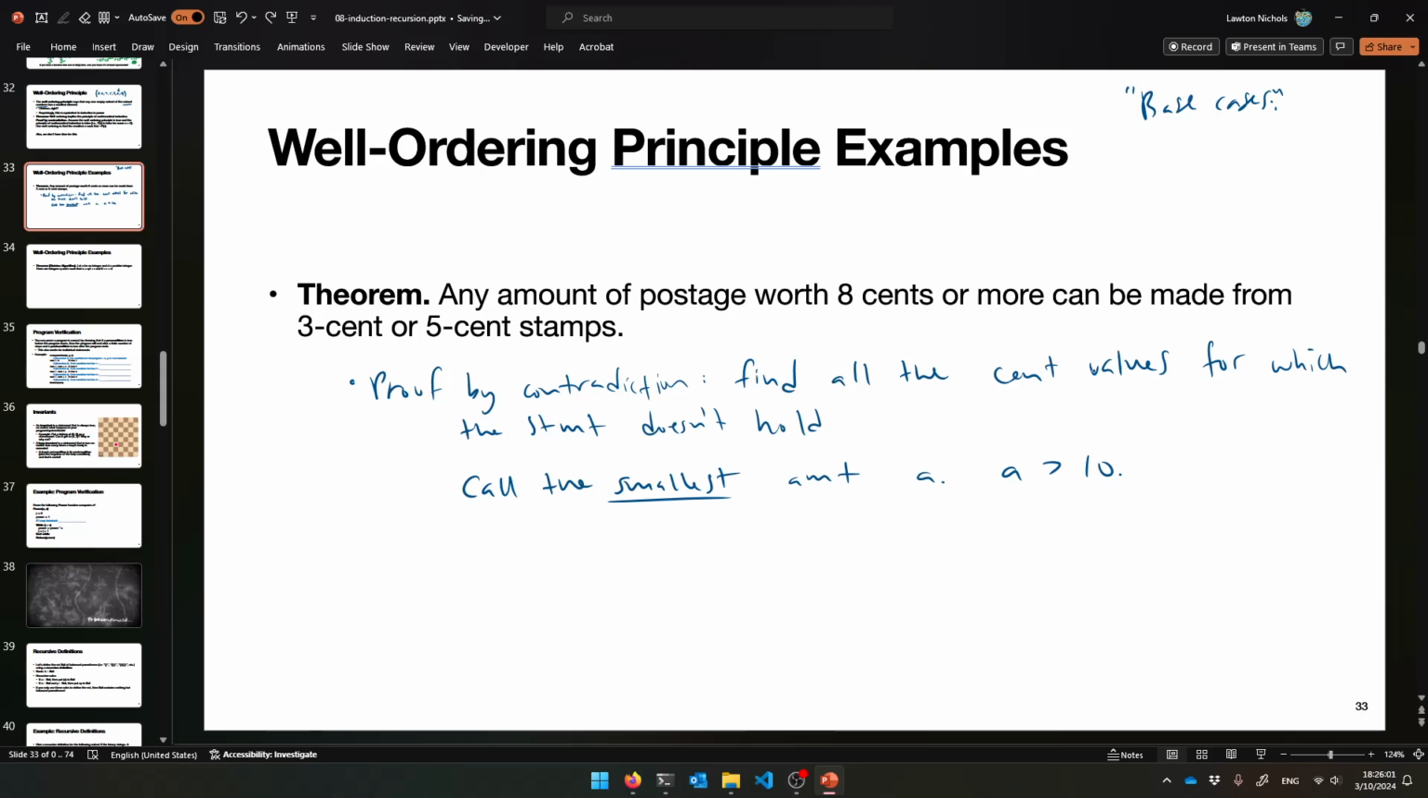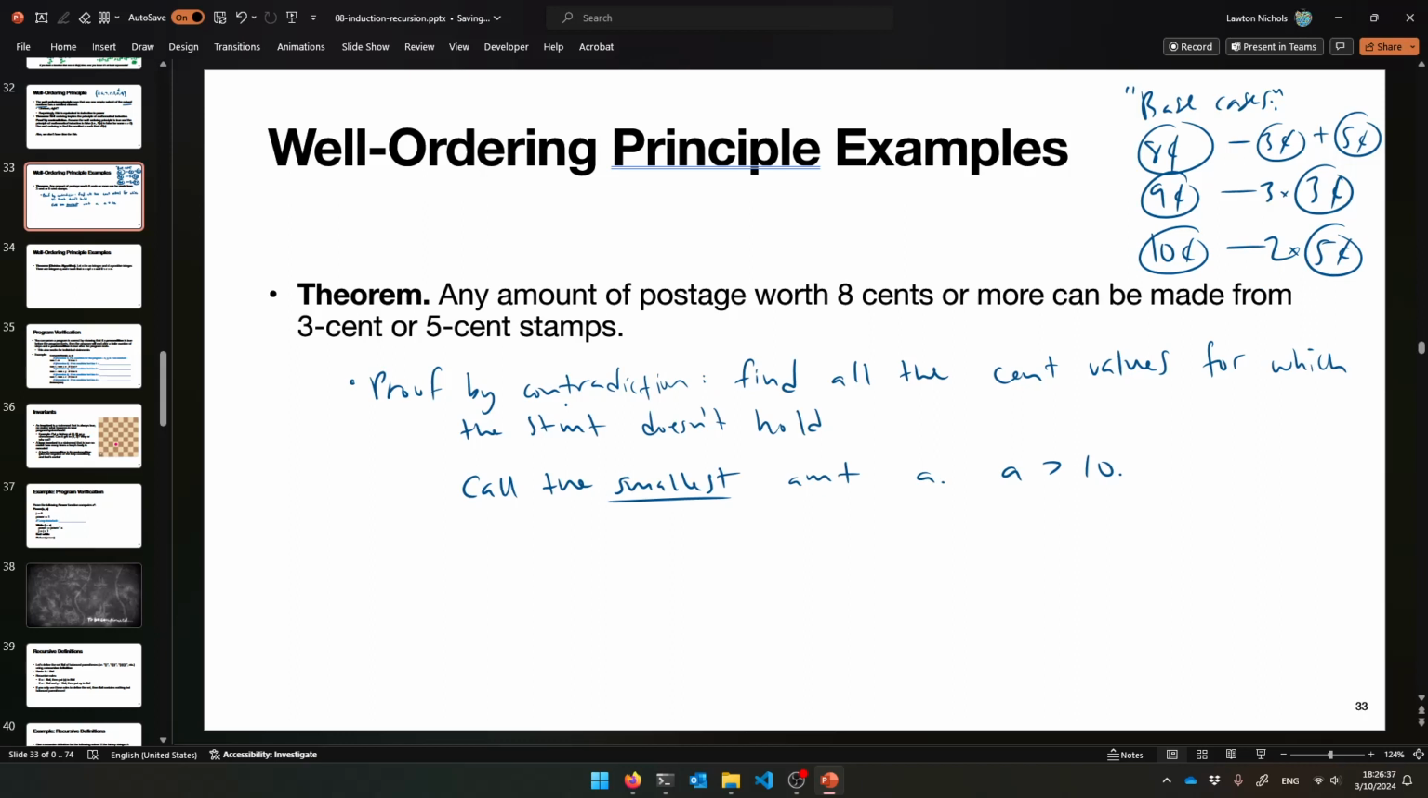For this amount for which it didn't work, I need to show that there's a way to make an 8-cent stamp out of five and three. Yeah, you can totally make 8 cents out of a 3-cent stamp plus a 5-cent stamp. All right, so there's that. And then I need to show that it works for 9 cents. There's a way to use 3 and 5 cent stamps to make 9 cents. It's just use three 3-cent stamps, right? So that one's fine. And then to make a 10-cent stamp, just use two 5-cent stamps, right?